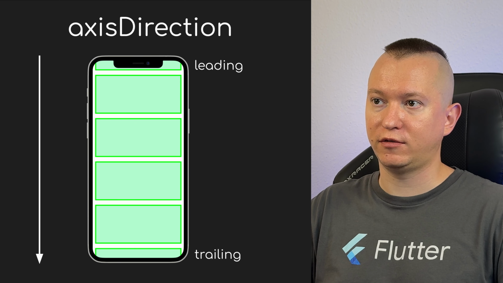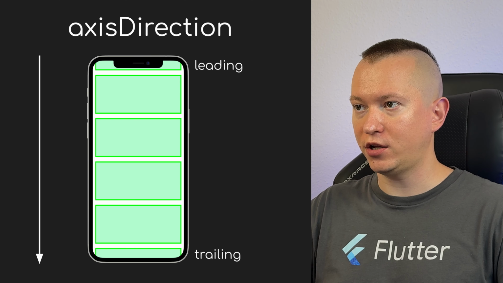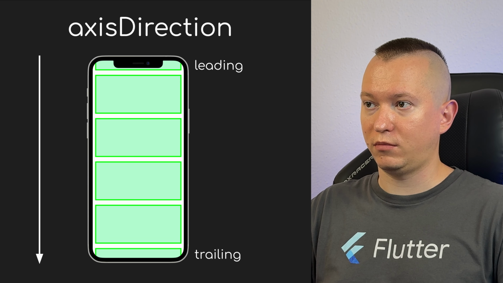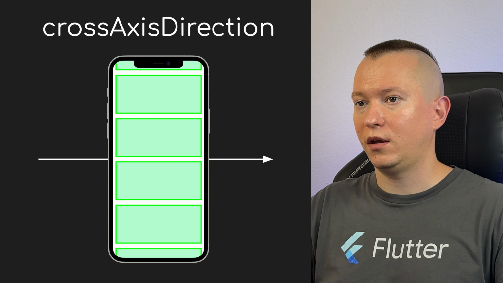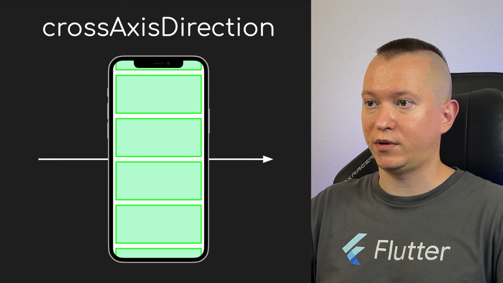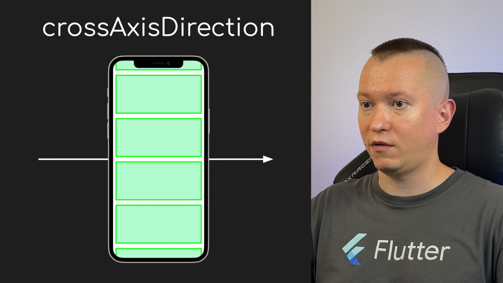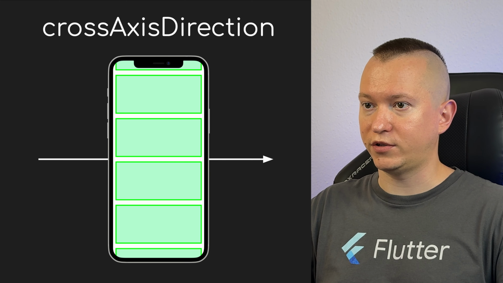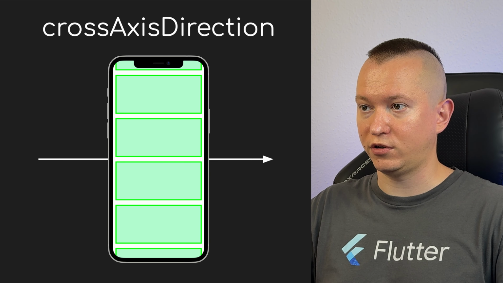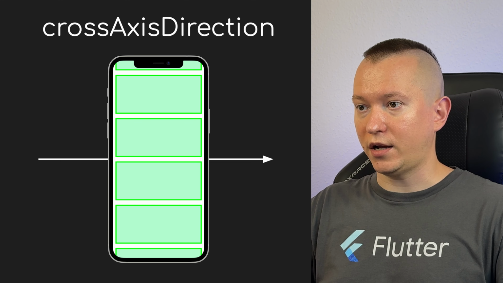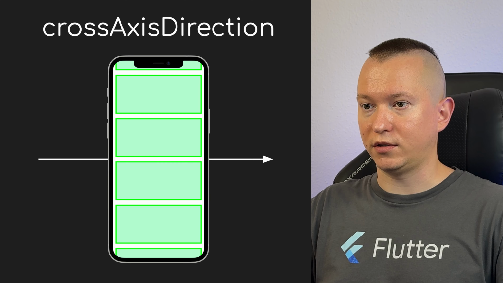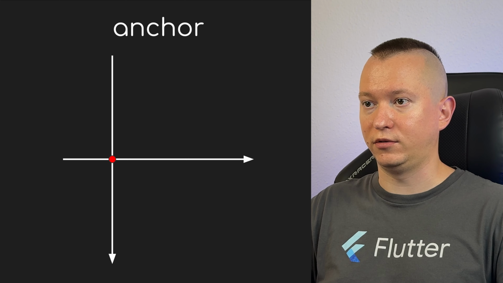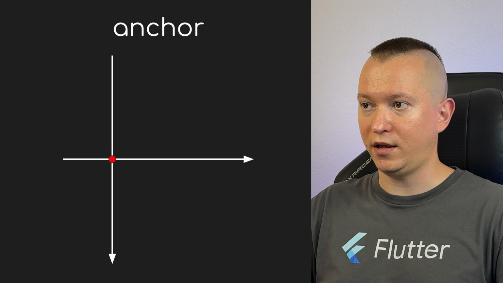Relative to the axis, we also define two important edges, the leading edge and the trailing edge. This represents the start and end boundaries of the scrollable area, depending on the scroll direction. In addition to the main axis, there is also a perpendicular one, the cross-axis direction. This defines how layout is handled across the scroll direction. For example, horizontal positioning in a vertical scroll, or vertical positioning in a horizontal one. These two parameters, axis direction and cross-axis direction, work together to fully define the orientation of the scrollable content inside the viewport.